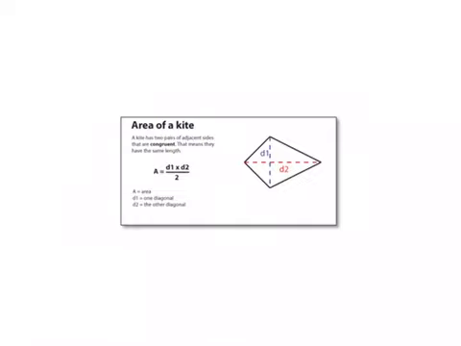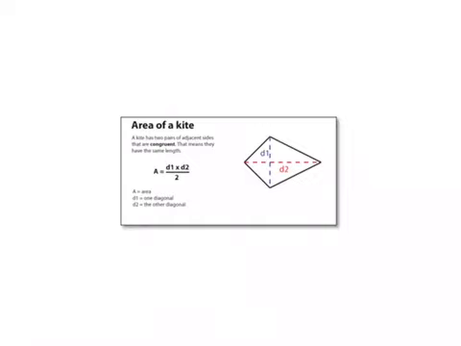So here's just a quick review for a kite. Remember that a kite has two pairs of adjacent sides congruent, meaning the same length, but it does not have any parallel sides. So it was a little bit trickier finding the area, but I can take my diagonals, multiply them together and divide by 2 or multiply them by 1/2 in order to find the area of that kite.